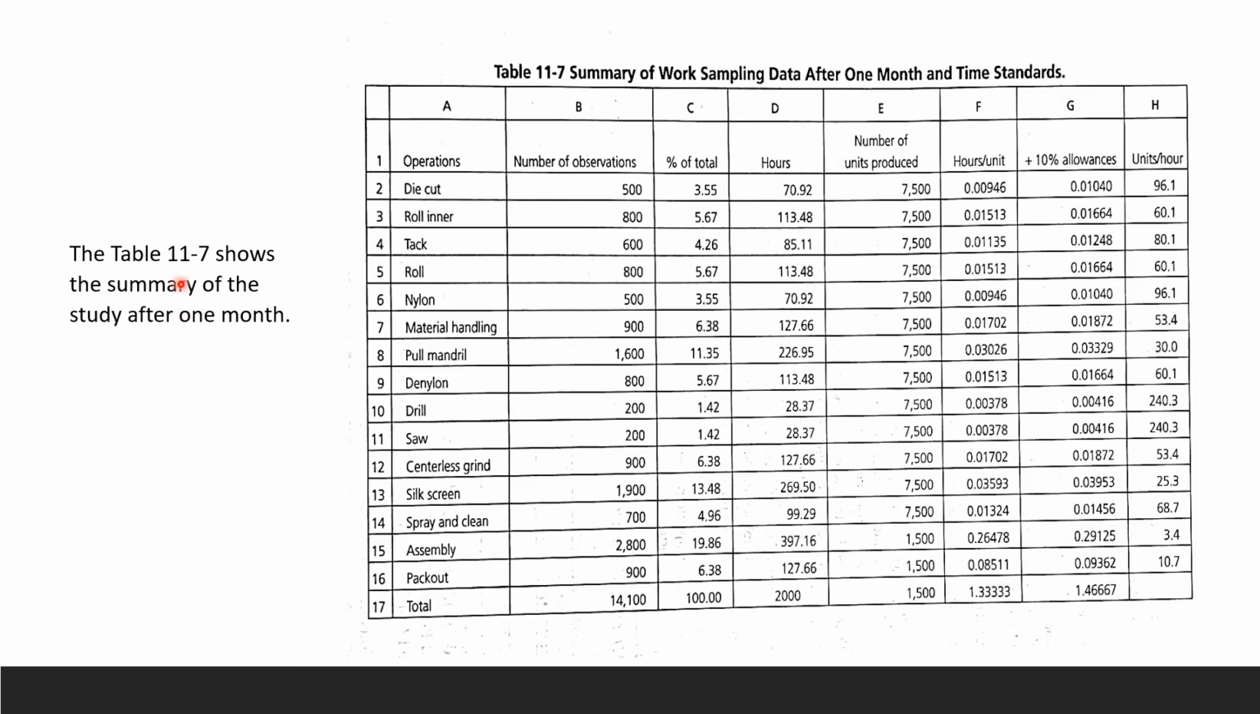Okay, so table 11.7 shows a summary of the study after a month. So we take the data for a month, and then we show that in this table. So here you get the summary of work sampling data after 1 month and time standards. So number of observations, we have observed 14,100. And then you do the same thing to calculate each of that, percent of total, and so on. So in real life, it's going to get more complicated, so you have many different work elements for you to calculate.